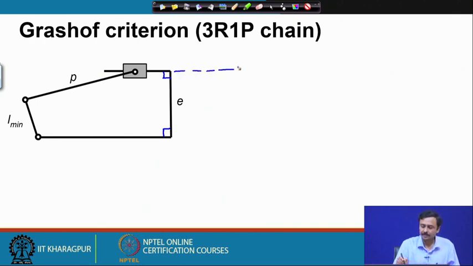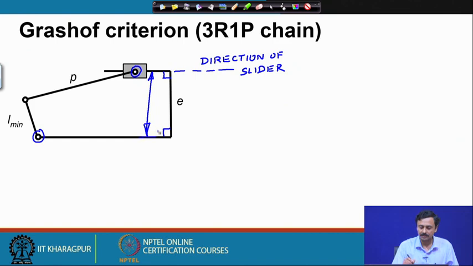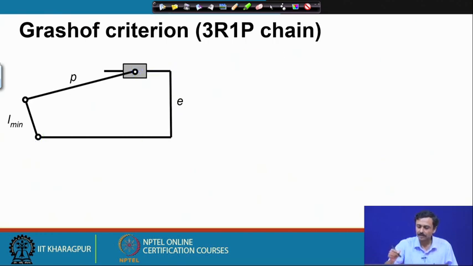So, the direction of travel of the slider is this. So, therefore, this is the sliding hinge on the slider, and this is the other hinge. So, the perpendicular distance between them, perpendicular to the direction of sliding, is the offset. Okay. So, with this explanation, let us now move forward.